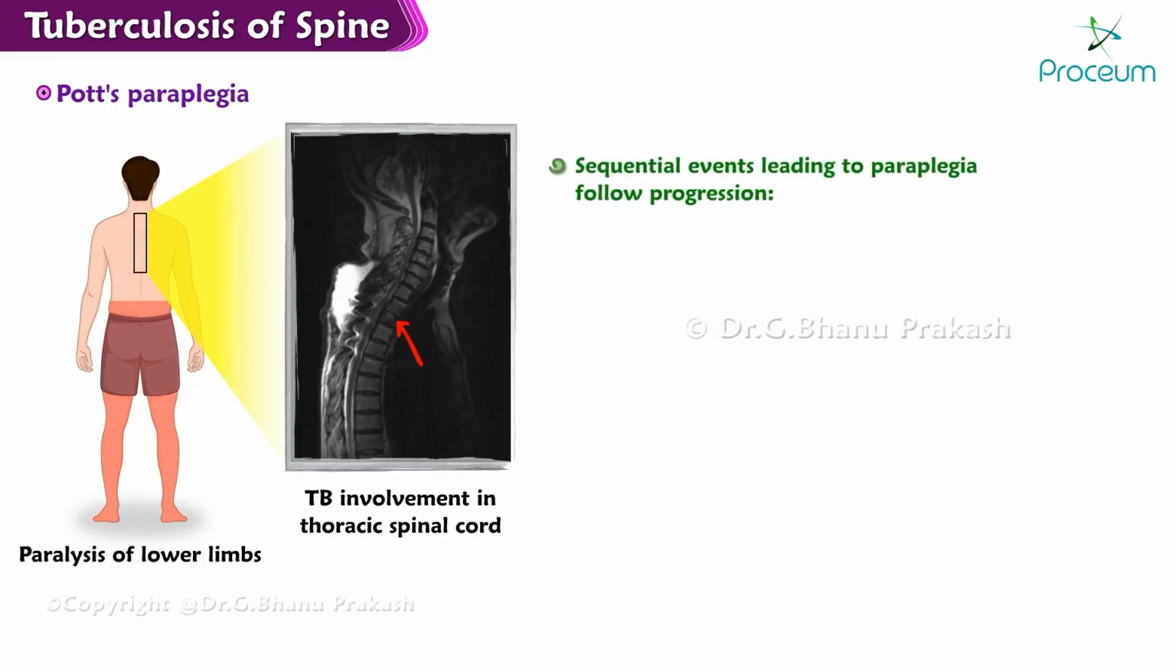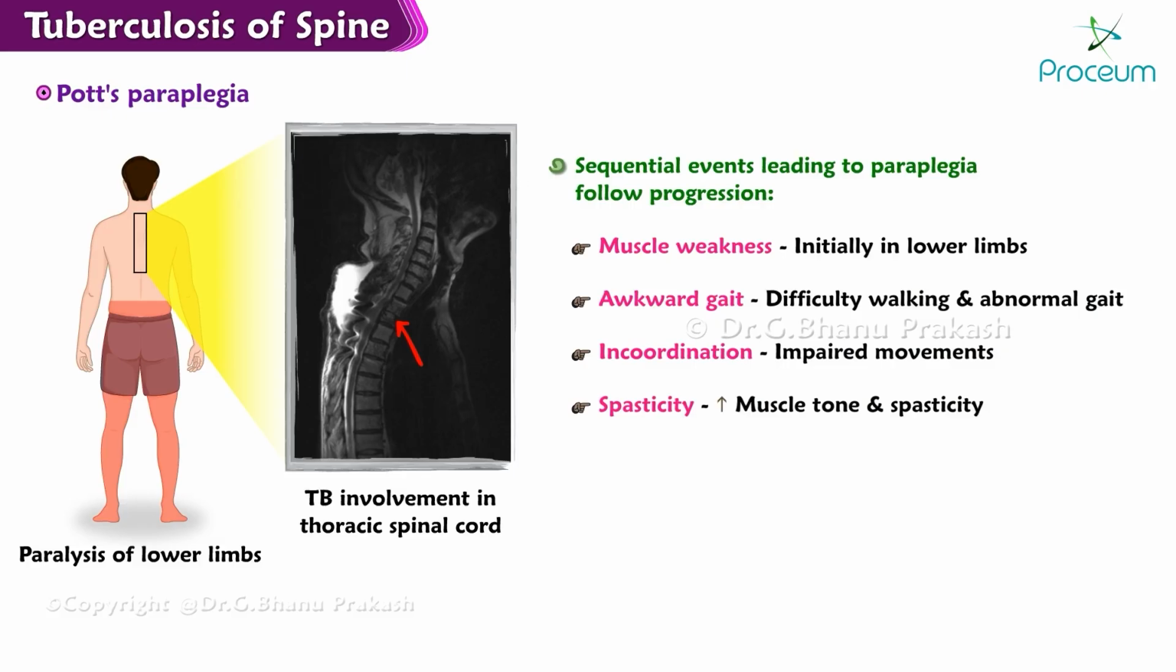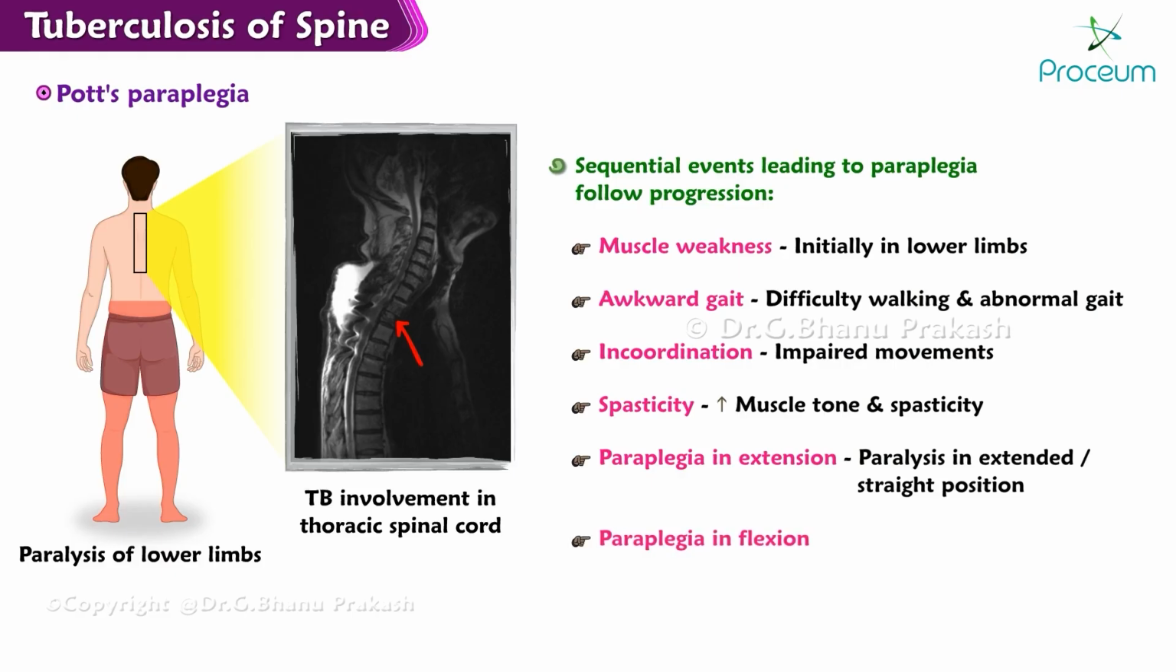The sequential events leading to paraplegia in Pott's disease typically follow this progression. Muscle weakness. Initially, there may be weakness in the lower limbs. Awkward gait. The patient may have difficulty walking and exhibit an abnormal gait. Incoordination. Coordination of movements becomes impaired. Spasticity. Increased muscle tone and spasticity develop. Paraplegia in extension. Paralysis of the lower limbs occurs, typically in an extended, straight position. Paraplegia in flexion. Paralysis progresses to a flexed, bent position.